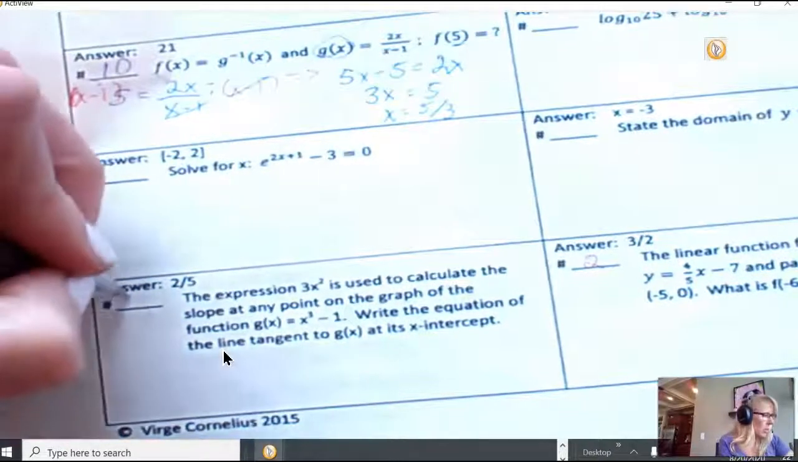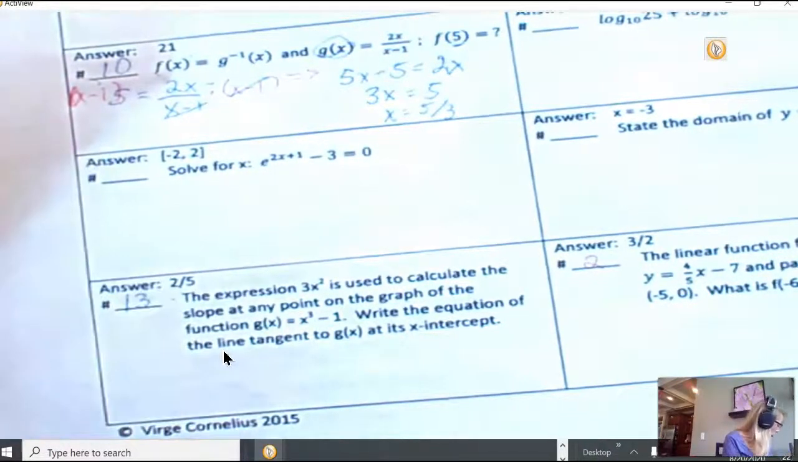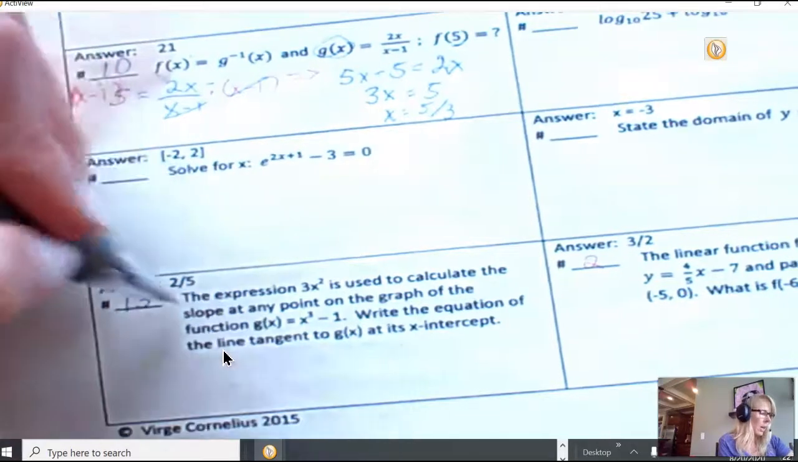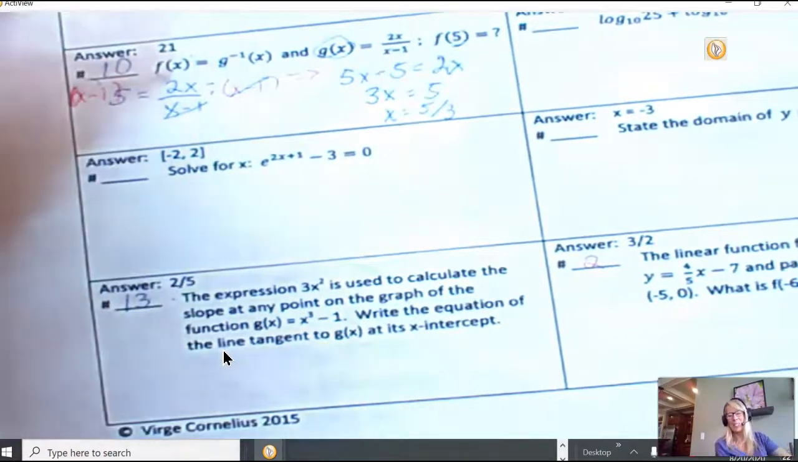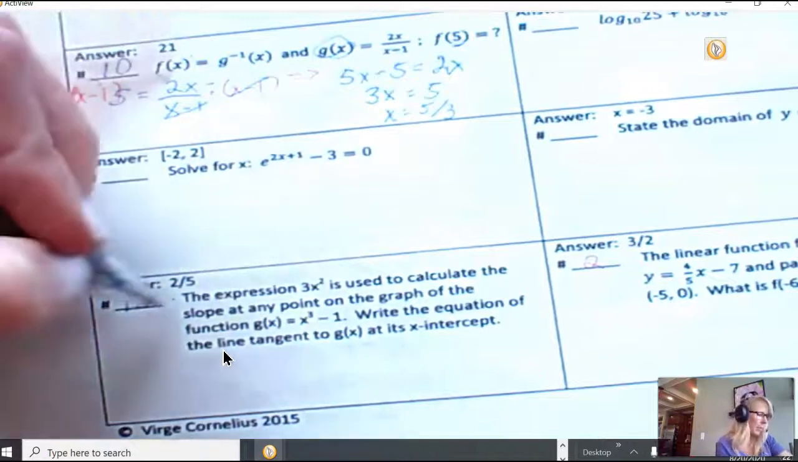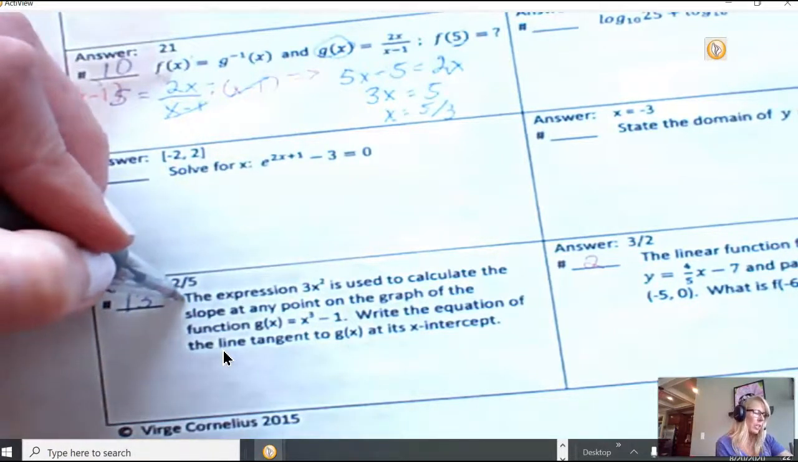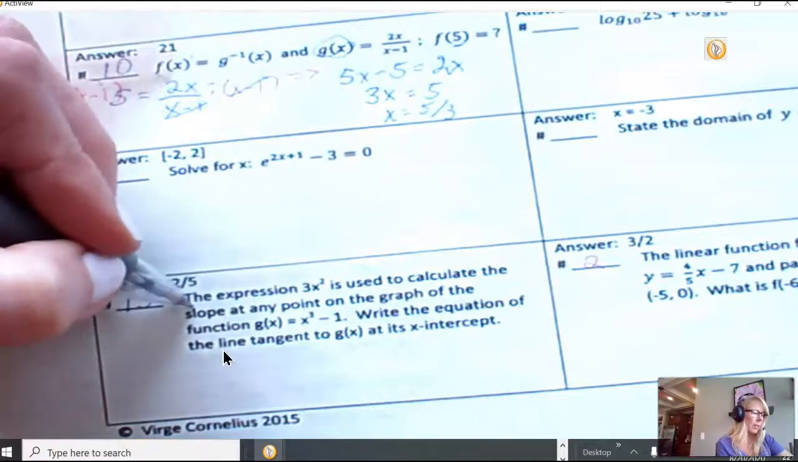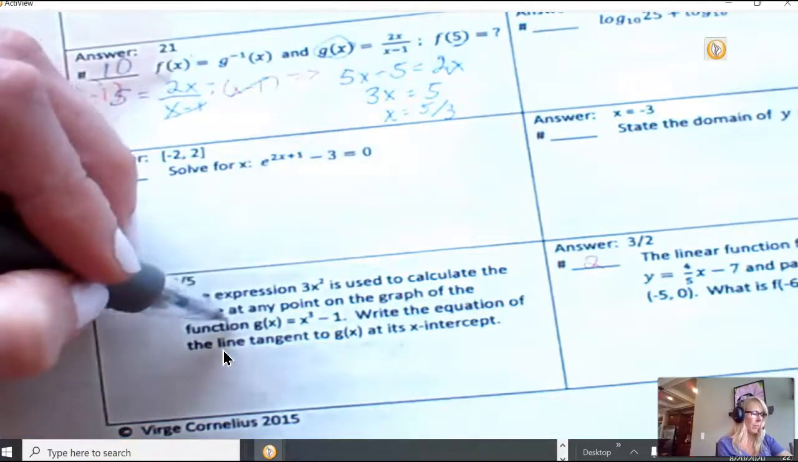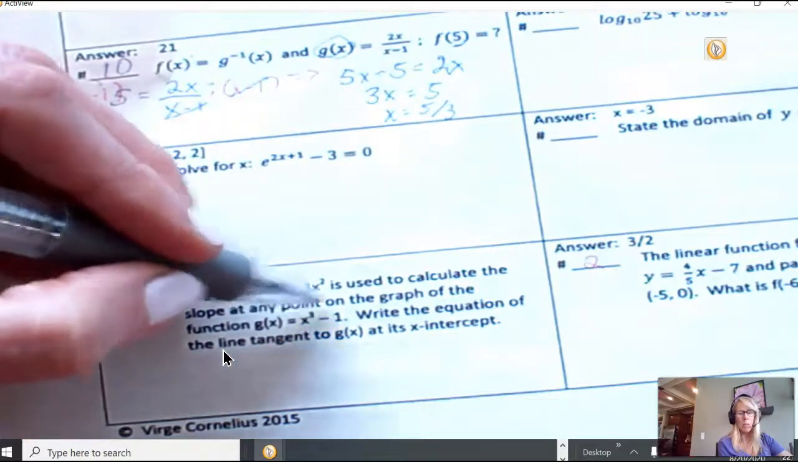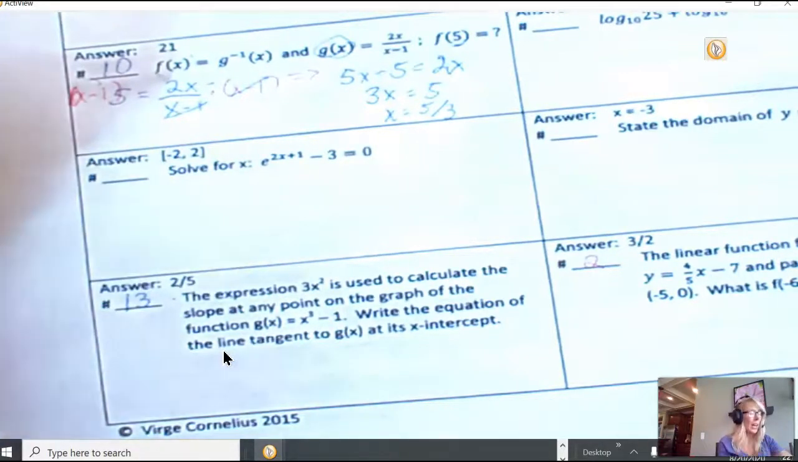Same page. So this is number 13. Okay. This one's fun too. I know my definition may be different than yours, but it's fun. So the expression 3x squared is used to calculate the slope of any given point on a graph of the function g of x equals x cubed minus 1. Write the equation of a line tangent to g of x at its x-intercept.